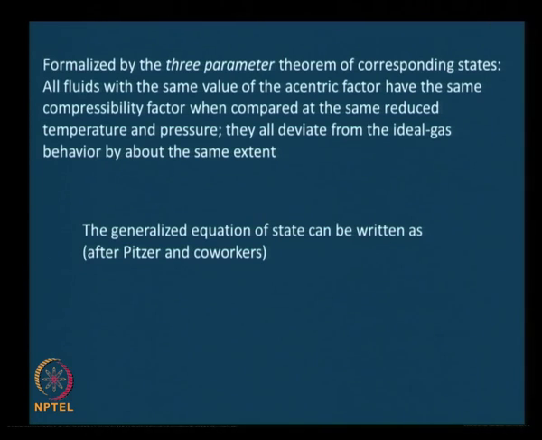The generalized equation of state can be written in terms of the acentric factor as: compressibility factor Z equals Z0 plus omega times Z1. In other words, the compressibility factor has been divided into two parts, a Z0 part and a Z1 part multiplied by the acentric factor. This has now become the equation of state. We will call this equation 319.